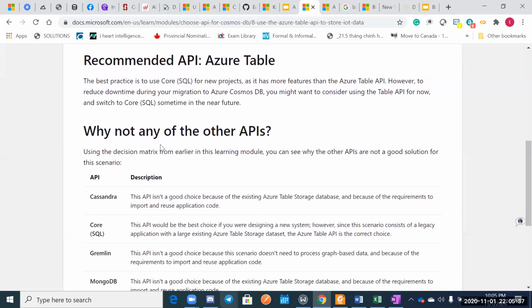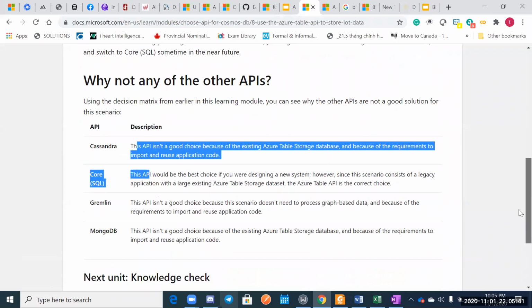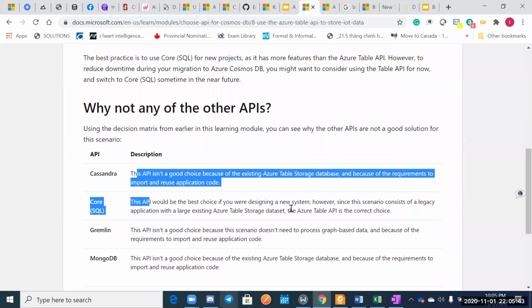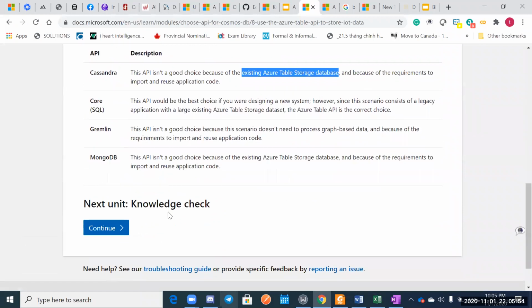See, again in here, why the other options are not a good choice. It's because the application already exists in Azure Table Storage. So that's why you need to use the Azure Table Storage API.